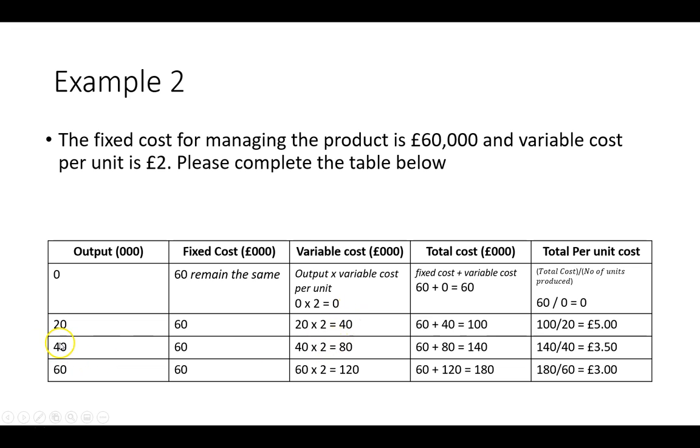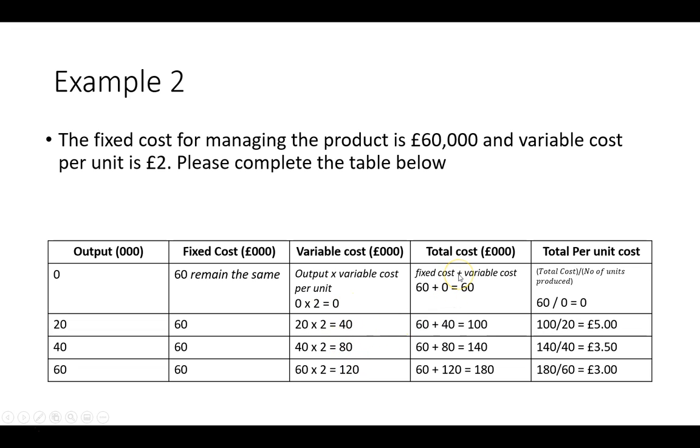Now this output is 40, so the 40 times 2 will give us 80,000 for variable cost. And here the output is 60, so output times the variable cost per unit, which is the 2 times the 60, should give us 120. So we know our fixed cost to be 60,000 for each of them because it stays the same. Variable cost will vary, so we have to multiply each output by the variable cost per unit, and that gives us different figures as we can see from here.